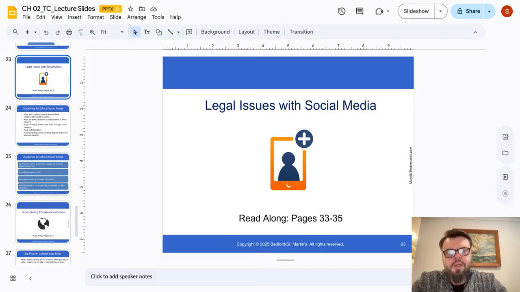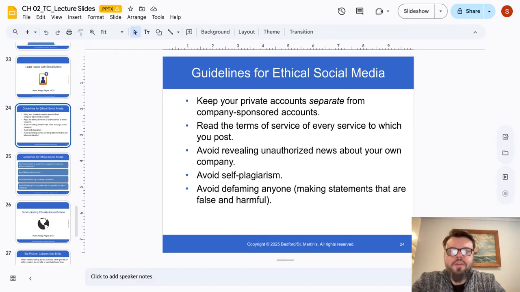Courts increasingly treat online posts as published communication, which means they can trigger legal obligations related to copyright, defamation, contracts, and liability. Because of those risks, the chapter offers concrete best practices for using social media responsibly. This slide focuses on practical guidelines for protecting yourself and your employer when using social media. One major recommendation is to keep personal and company sponsored accounts separate so ownership and responsibility are clear.